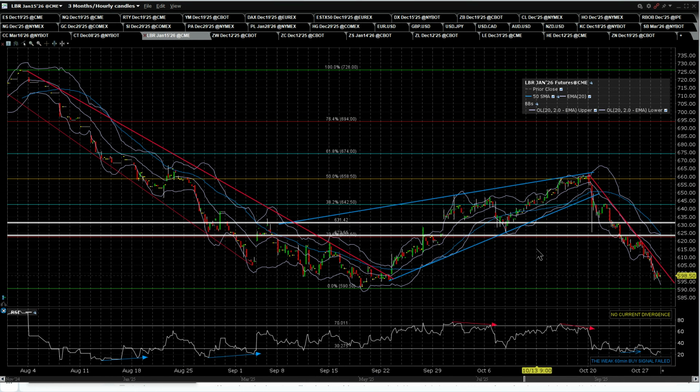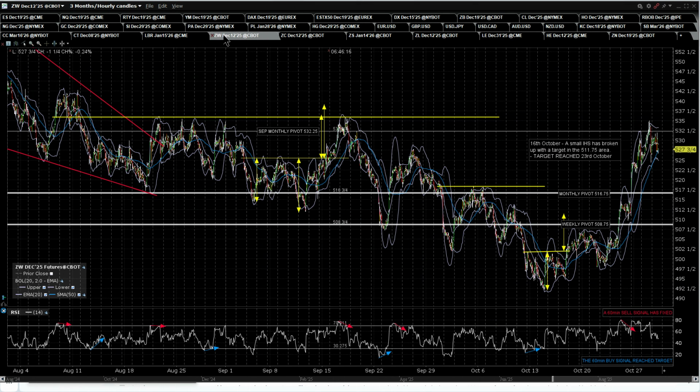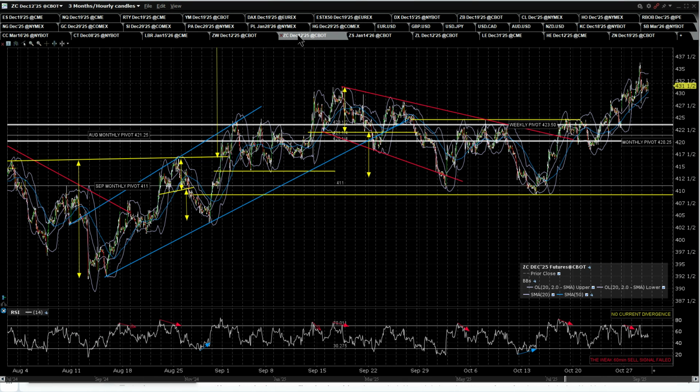In terms of lumber, we have broken down from what looks an awful lot like a bear flag, and we're pretty close to a retest of the low. The 60-minute buy signal we had failed. On ZW, we have broken higher. I've got much more to say about this on the daily chart. Corn the same.